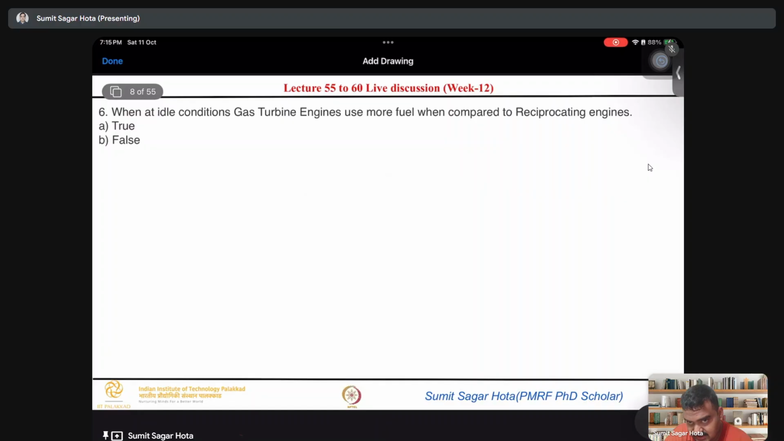When at idle condition, a gas turbine engine uses more fuel when compared to a reciprocating engine. Yes, it's a true statement. In the idle condition, the gas turbine engine uses more fuel than a reciprocating engine. Correct.